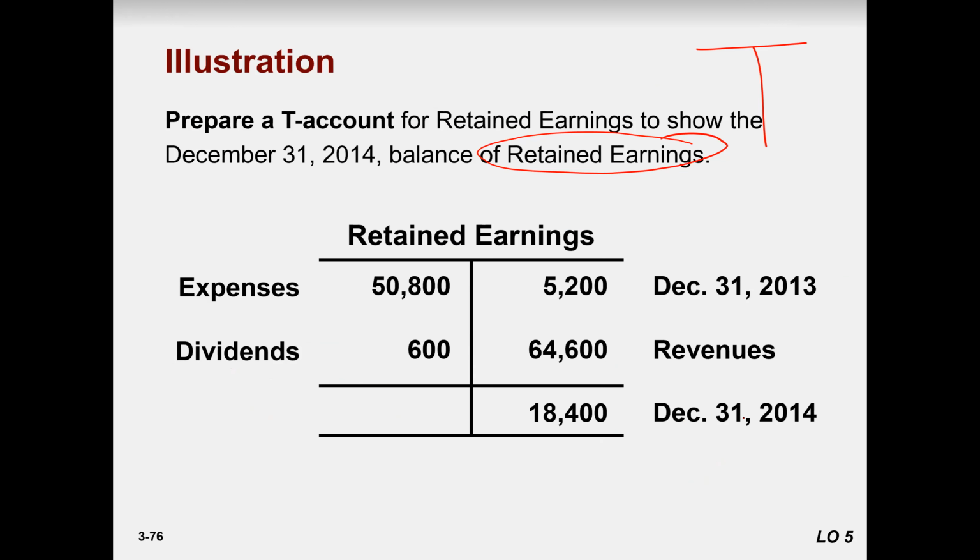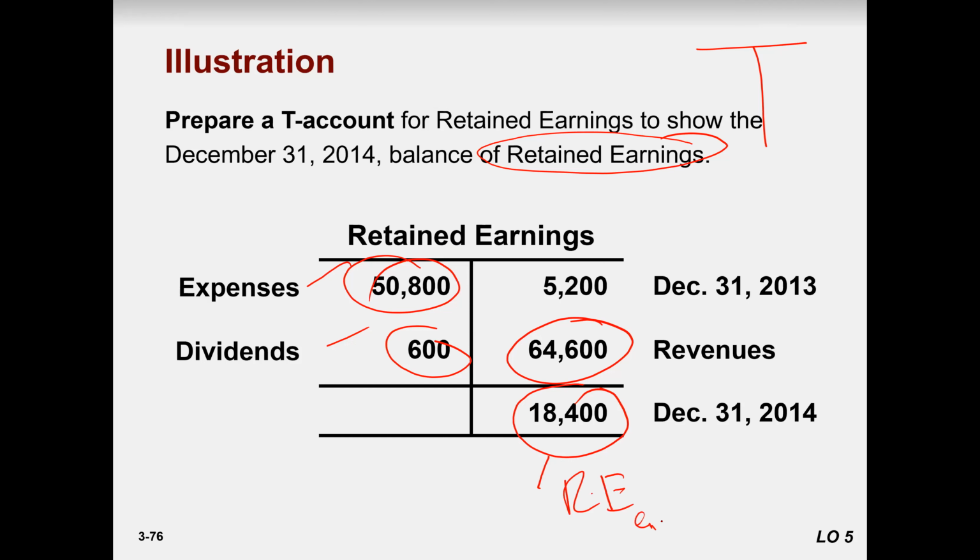54,600. Here we go. And retained earning account is debited with expenses and dividend 600. So this 18,400 is basically the ending balance of retained earning, which will go to the retained earning account in the balance sheet.